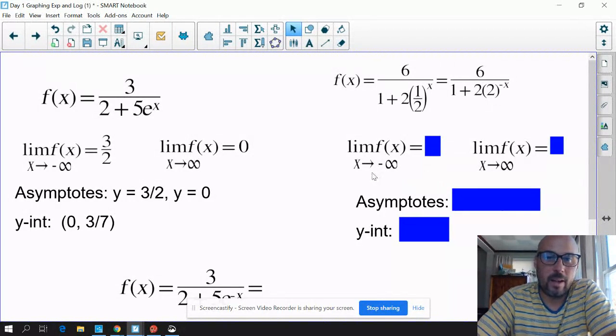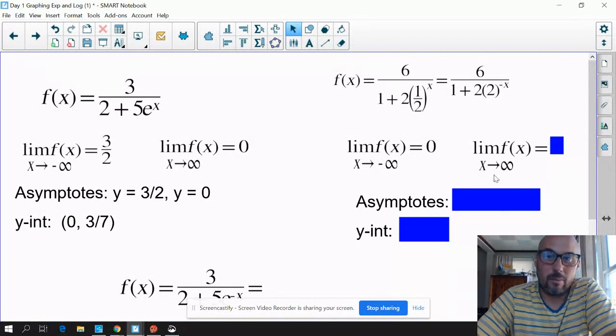Now what happens when x gets really, really small? Well, let's plug that into here. Because when x gets really, really small, the negative x value, like negative 100, will cancel out with this negative. And so it'll end up being 2 to like the 100th power. And that's a big, big number. So 6 divided by a big number is 0.